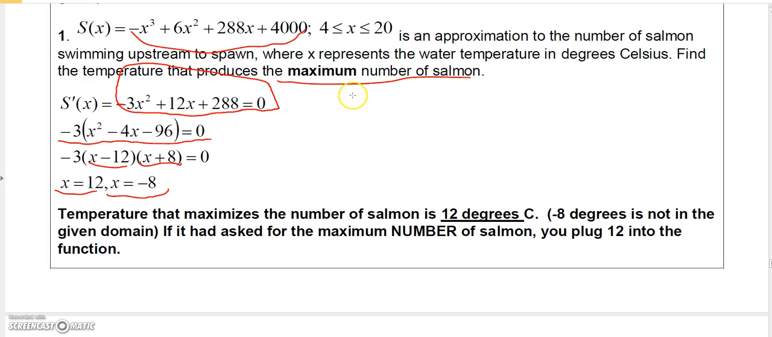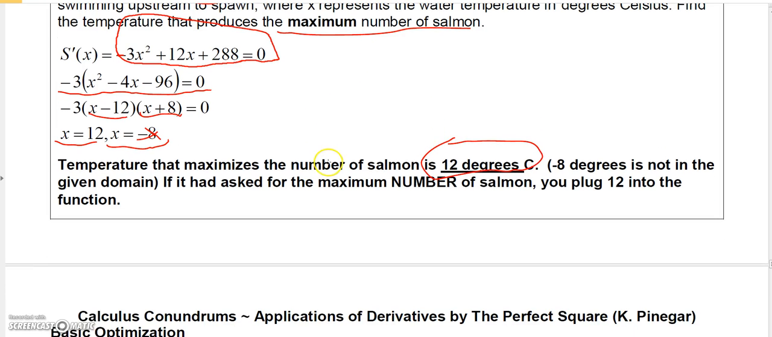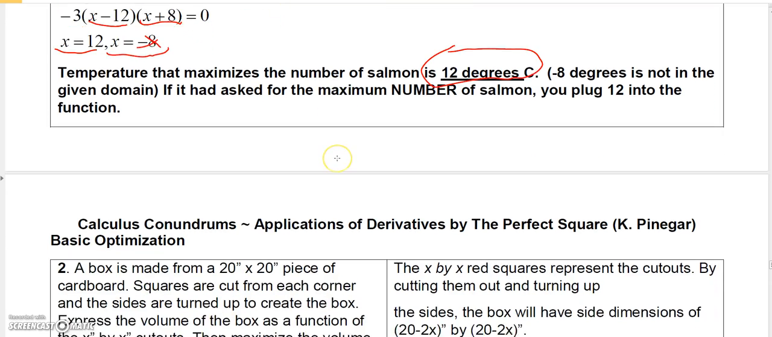Now, one giveaway here for the negative 8 is it says the temperature, we're only supposed to use the domain from 4 to 20, so negative 8, we're not allowed to use it anyway. So the temperature that maximizes the number of salmon must be 12 degrees Celsius. Okay, I assume at negative 8 degrees it minimizes the number of salmon because it probably freezes them.